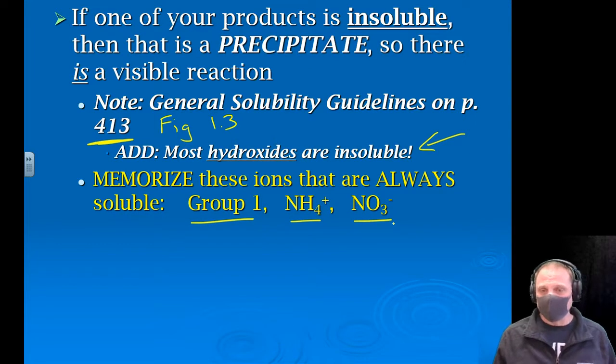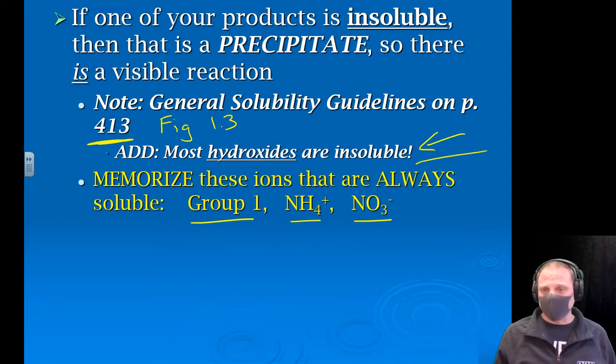Group 1 elements combined with something else are always going to be soluble. Ammonium combined with something else is always going to be soluble. And nitrate combined with something else is always going to be soluble. If you memorize those, that's going to make a lot of the problems easier because you're going to see the answer right away. Otherwise, you're going to have to look it up in a chart. I'm going to show you the solubility chart here in a second.